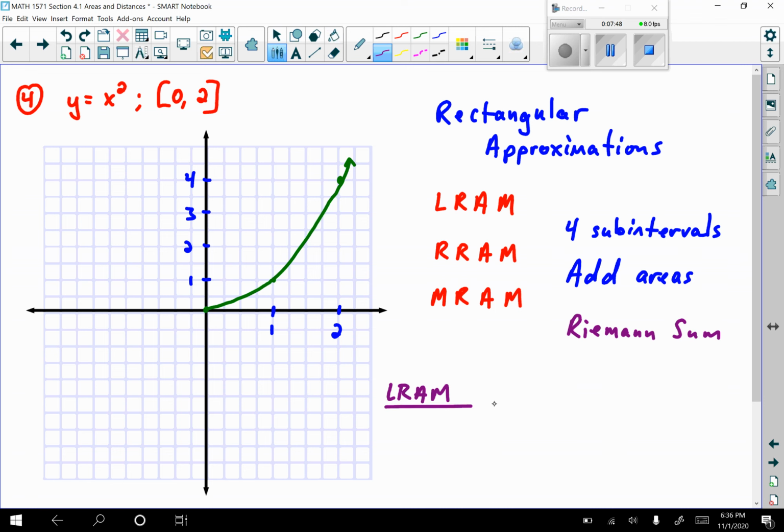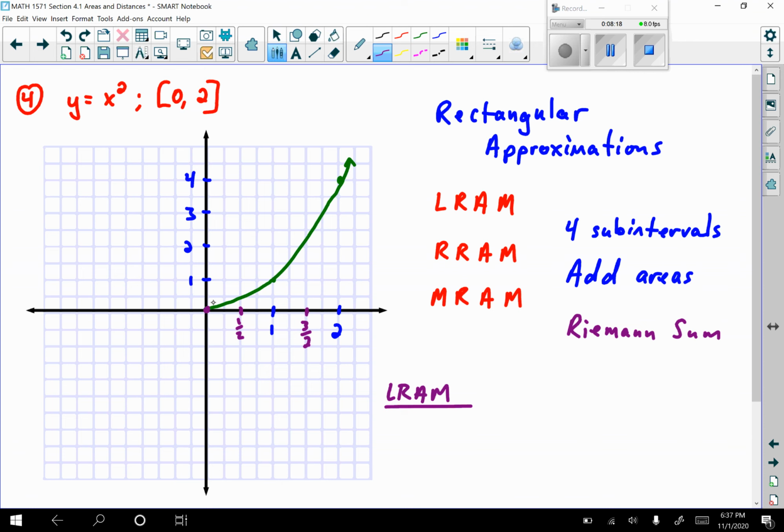All right, so what we're first going to calculate is an LRAM. This just means the heights of each rectangle are determined by the left endpoint of the rectangle here. So I'm going to start at 0. Now, 4 subintervals, I'm counting over to 2, so I have to make these into quarters. So my first rectangle is only going to go from 0 to 1/2. My second rectangle is going to span from 1/2 to 1. My third rectangle is going to fit in from 1 to 3/2. And then from 3/2 to 2 is going to be my fourth rectangle.